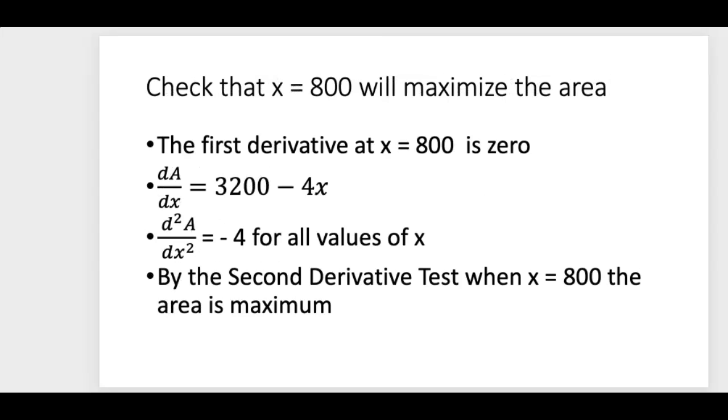By looking at the second derivative, which is a constant -4, we see that the second derivative at 800 is negative, and the first derivative at 800 equals 0. The second derivative test proves that the area is a maximum if x equals 800.